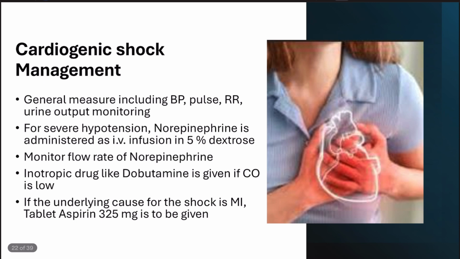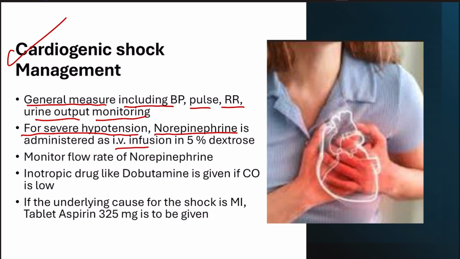Then coming to the next one, that is cardiogenic shock. Here general measures including BP, pulse, respiratory rate, and urinary output monitoring have to be taken. For severe hypotension, we are going to give norepinephrine as IV infusion in 5% dextrose, because there is severe hypotension, and in that case we give the sympathomimetic drug, that is norepinephrine. Then we have to monitor the flow rate of norepinephrine. We can also give inotropic drugs like dobutamine if the cardiac output is low.